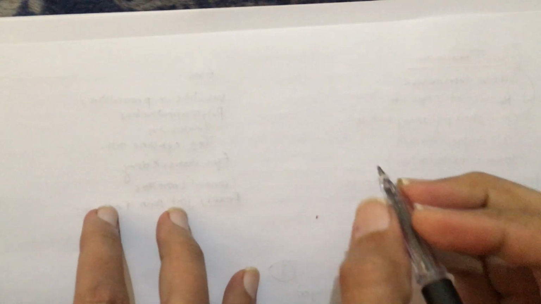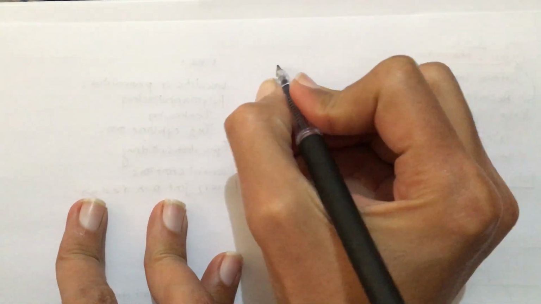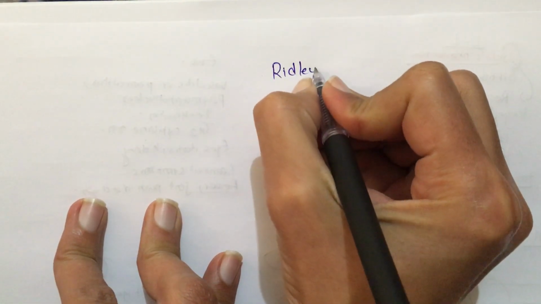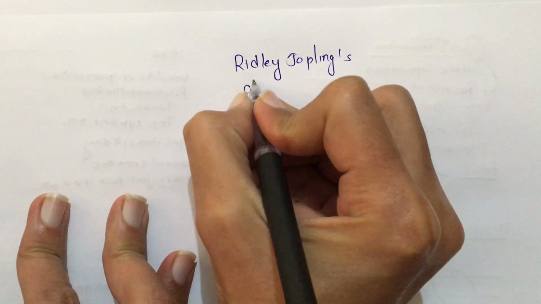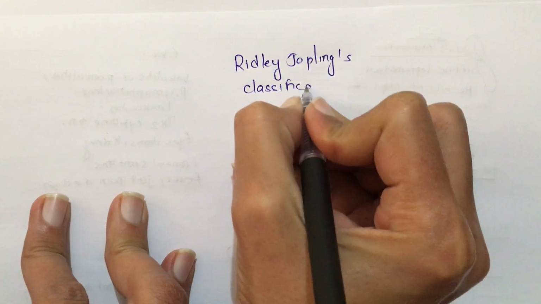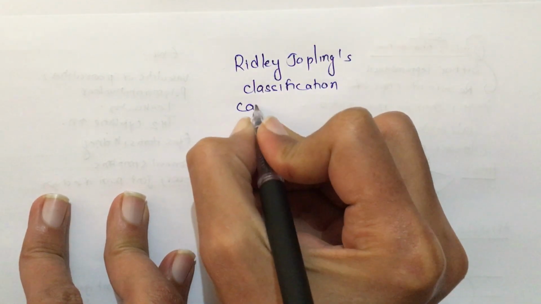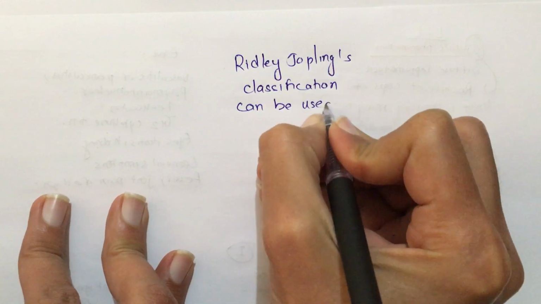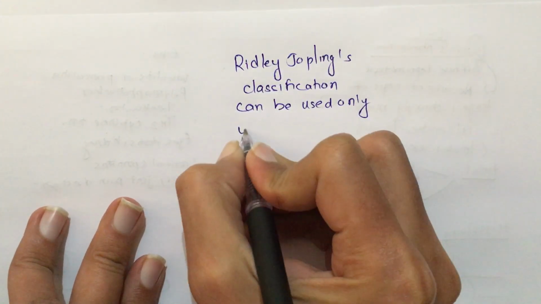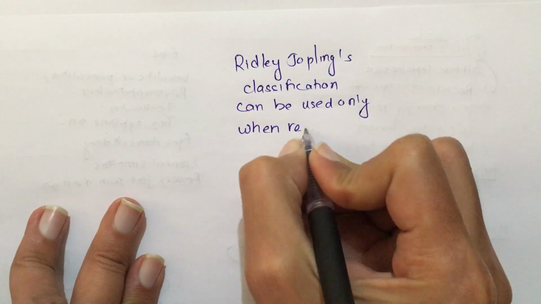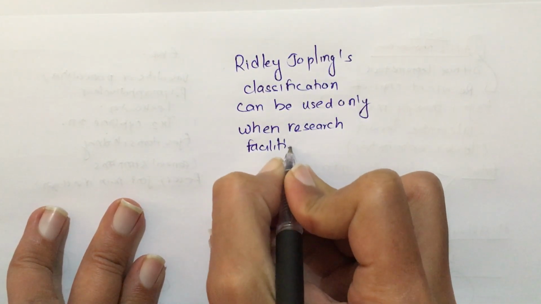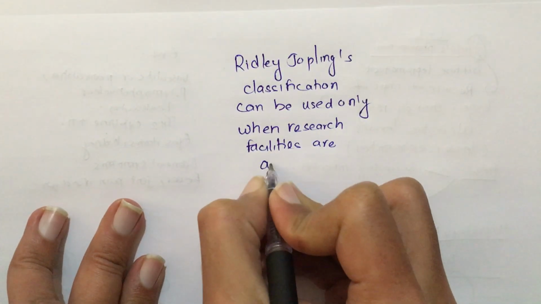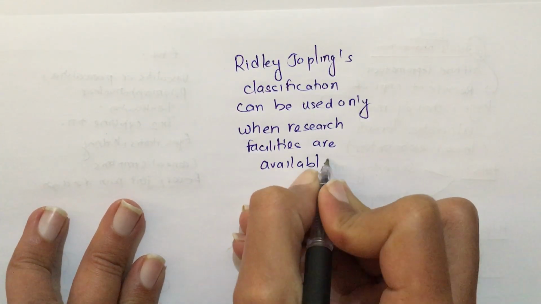So we have already discussed the Ridley-Jopling classification. But the Ridley-Jopling classification can be used only when resource facilities are available. Only when the resource facilities are available, then the Ridley-Jopling classification can be used.